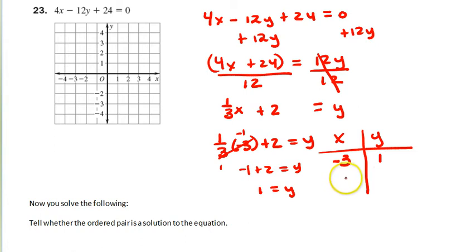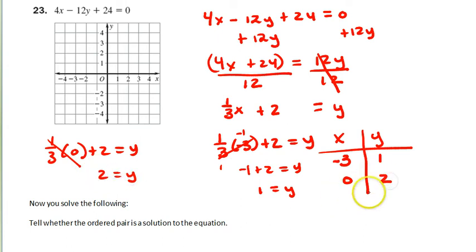And let's try 0. 1/3 times 0 plus 2 equals y. Okay, this is going to become 0, so I get 2 equals y. And my last one is 3. 1/3 times 3 plus 2 equals y. My 3's cancel out. I'm left with 1. 1 plus 2 is 3, so y equals 3.